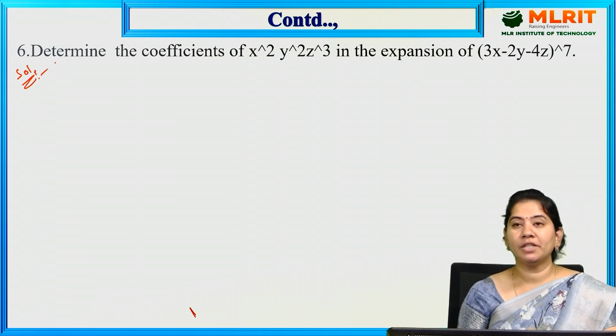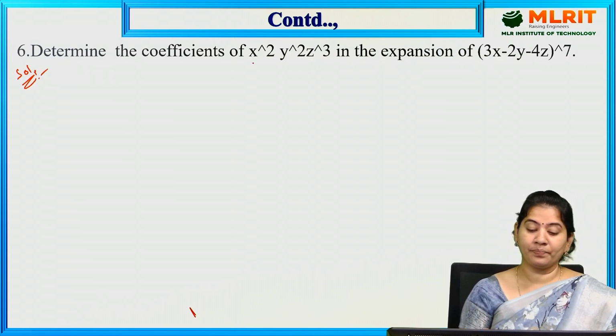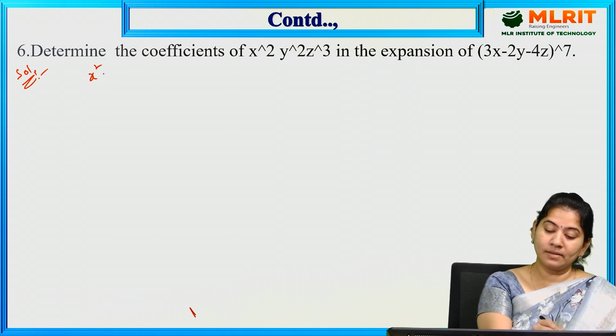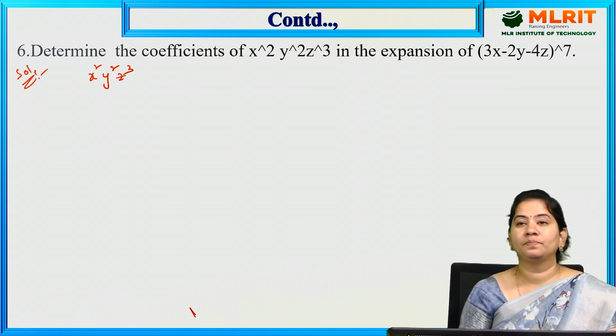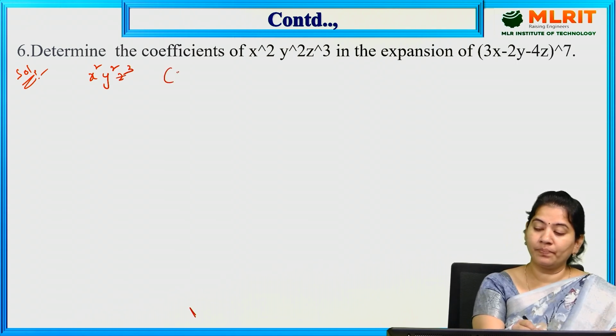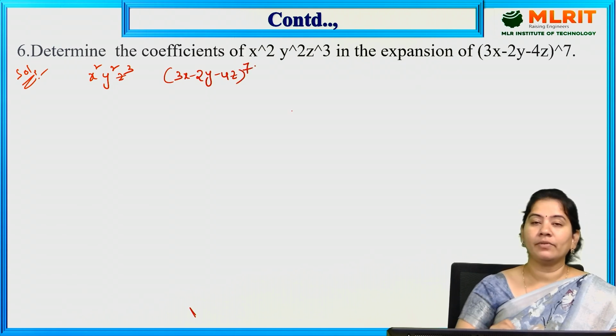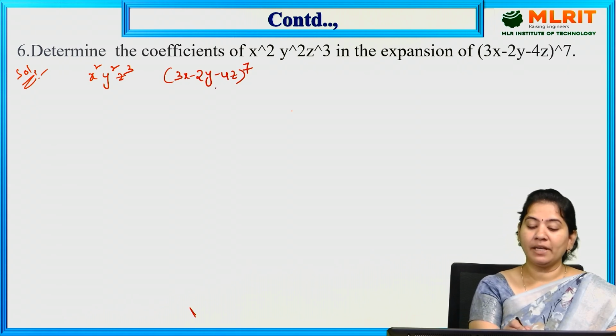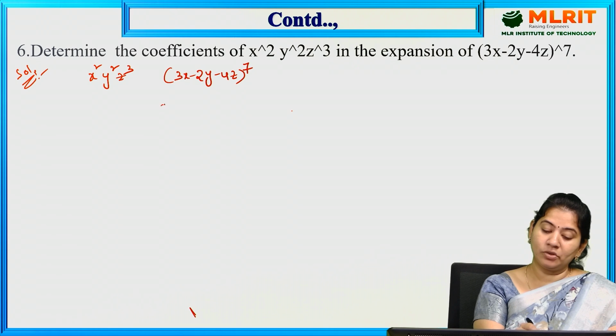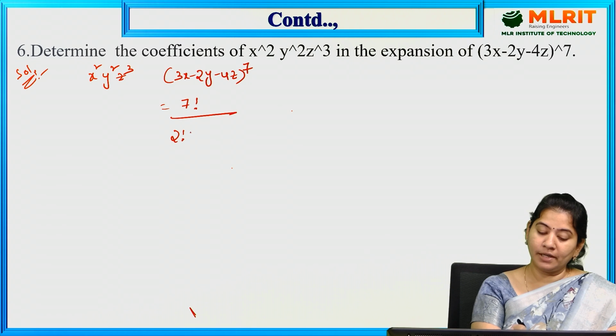Determine the coefficient of x square, y square, z cube in the expansion of (3x minus 2y minus 4z) whole power 7. So here we have x square, y square, z cube. So 3x minus 2y minus 4z. So here as usual you have to take 7 factorial by 2 factorial into 2 factorial into 3 factorial.